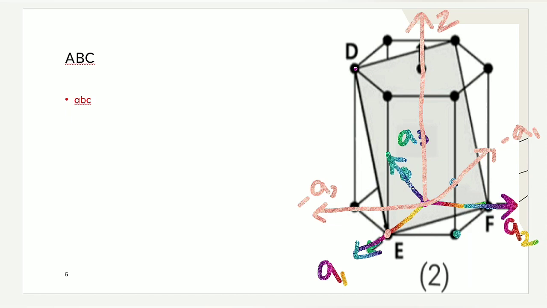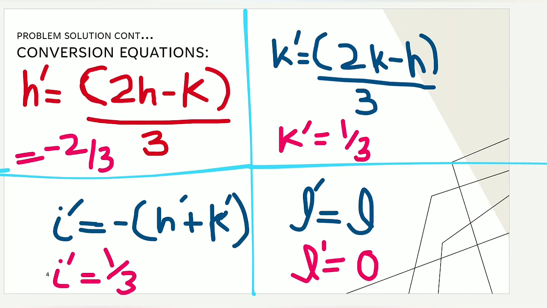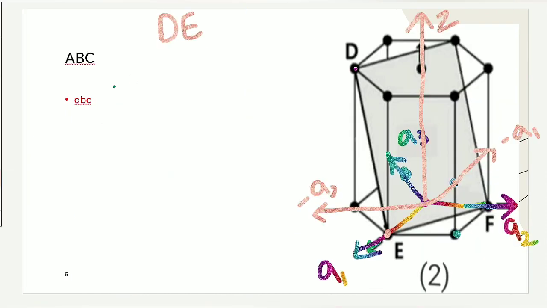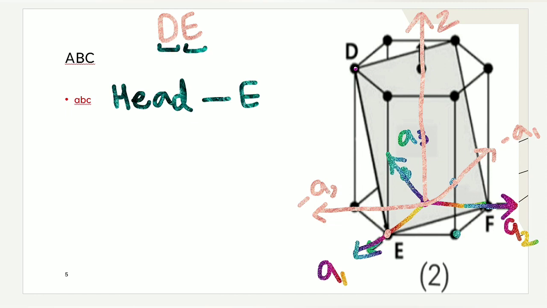Now let us find out the head and tail coordinates for DE direction. First we'll find out Miller indices for it, and then we'll find out its Miller-Bravais indices. As you know, the transformation equation looks like that. Okay, so we can see here which point is head and which point is tail. As I told you people, in direction DE, the first point is for tail, and head is at the second point, which is point E. Head will be at point E, okay, and tail will be at point D.